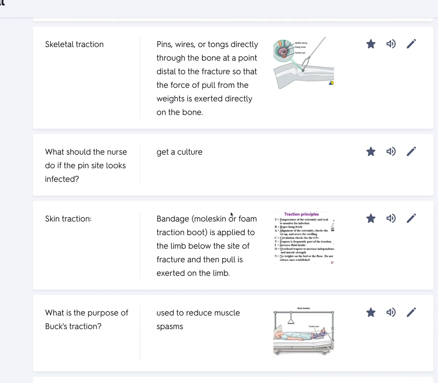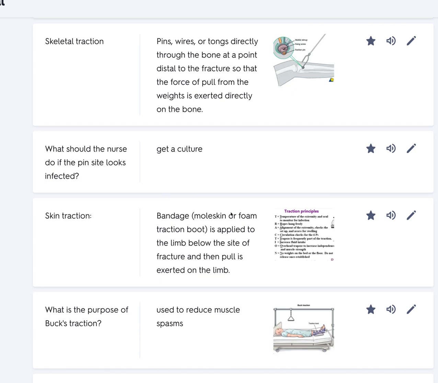All right, now the other type of traction is called skin traction, and there are no pins going into a bone. It's just done with bandages and moleskin, and it's applied to the skin, and the weight pulls the limb a little bit. Buck's traction is a kind of skin traction, and it's usually used before surgery after somebody fractures their hip, and it's to reduce the muscle spasms and make them more comfortable while they're waiting for surgery.